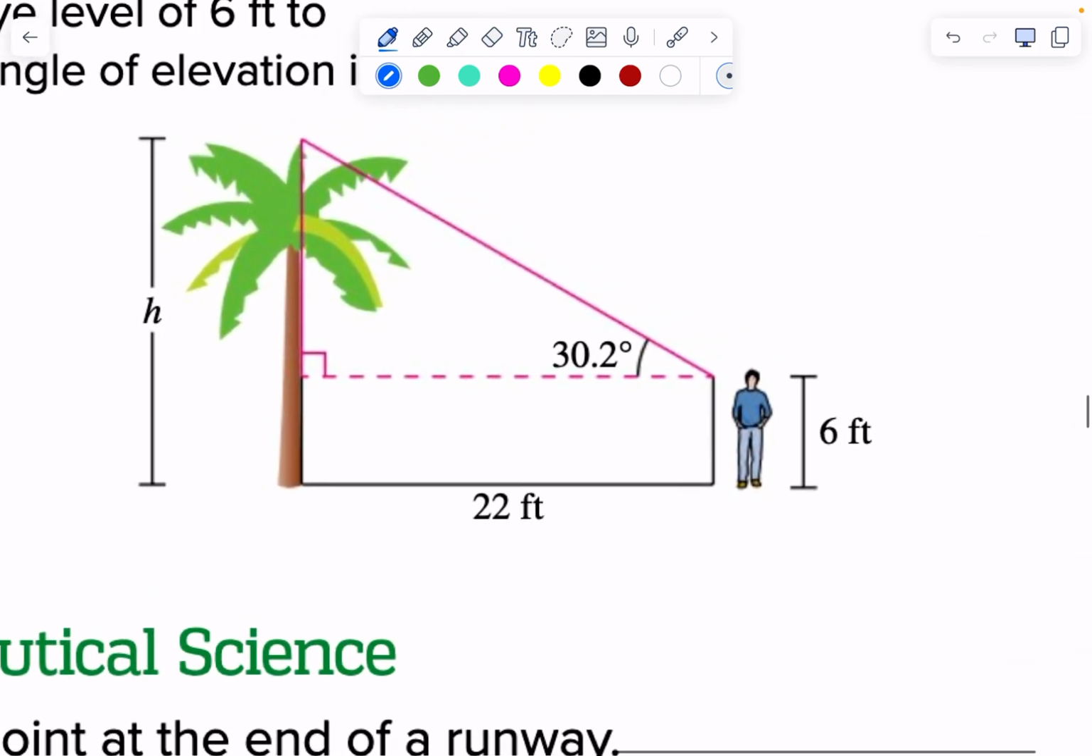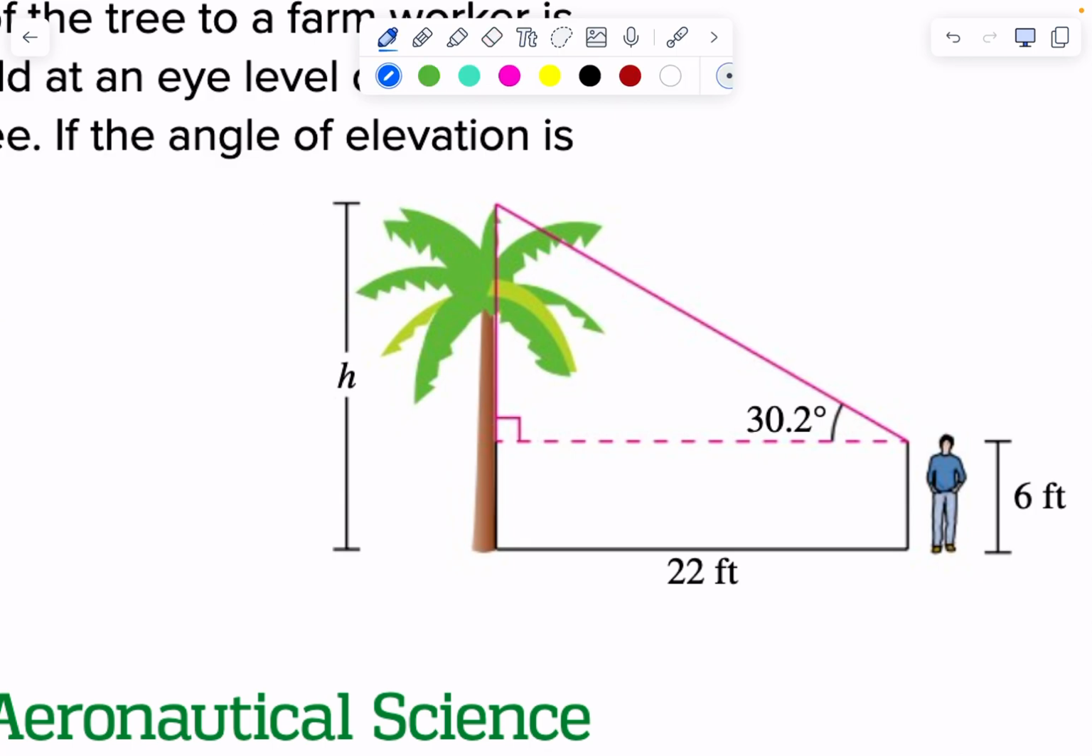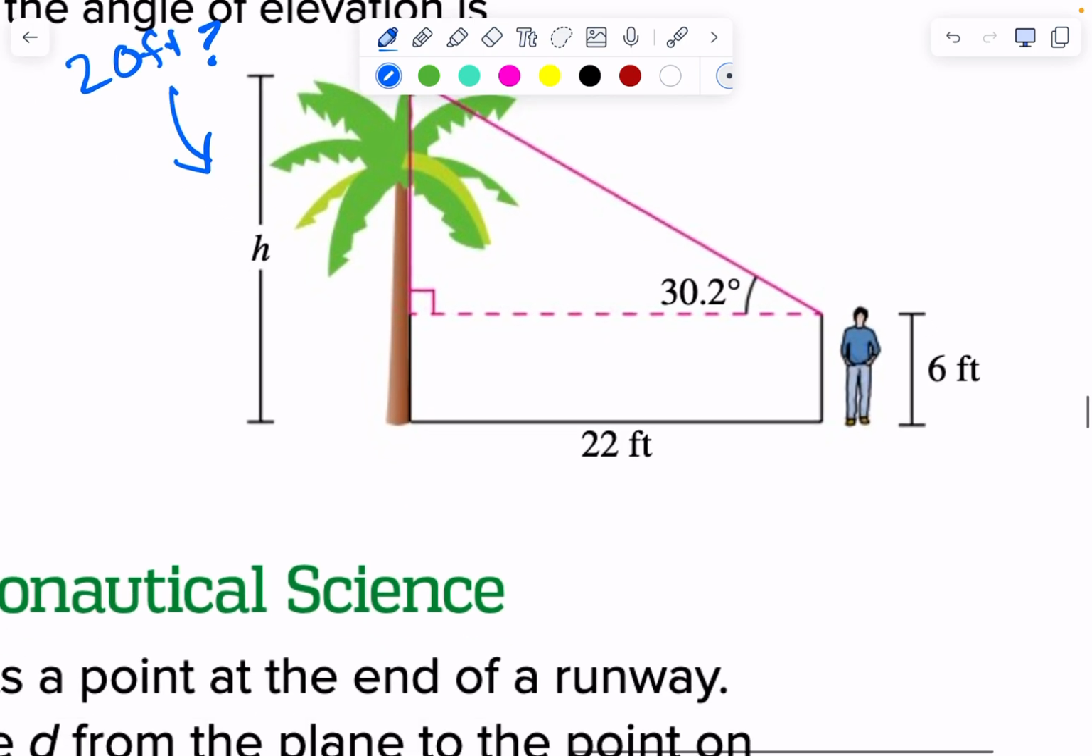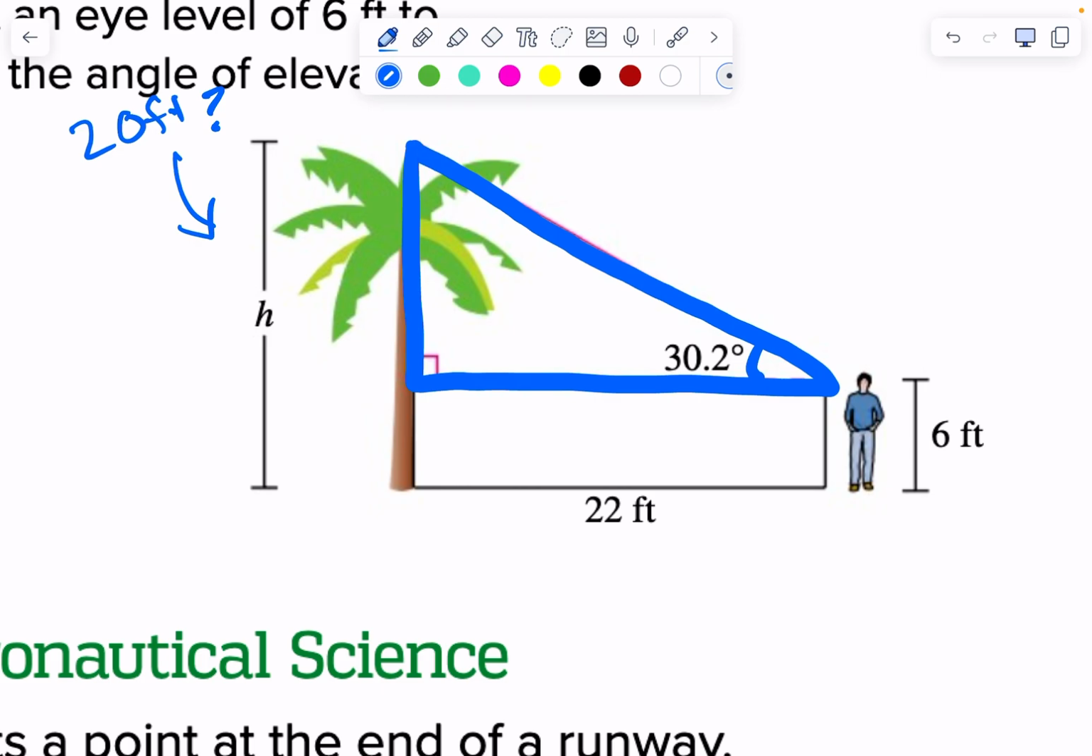Okay, so we're trying to find the height of the tree. They're harvested at how tall? 20 feet. So I want to see if this is 20 feet. Is it 20 feet? Let's figure it out. Okay, so what are we going to do? 30.2 is here. I'm looking at this right triangle. This is 22 on the bottom. So I'm trying to find this thing right here.